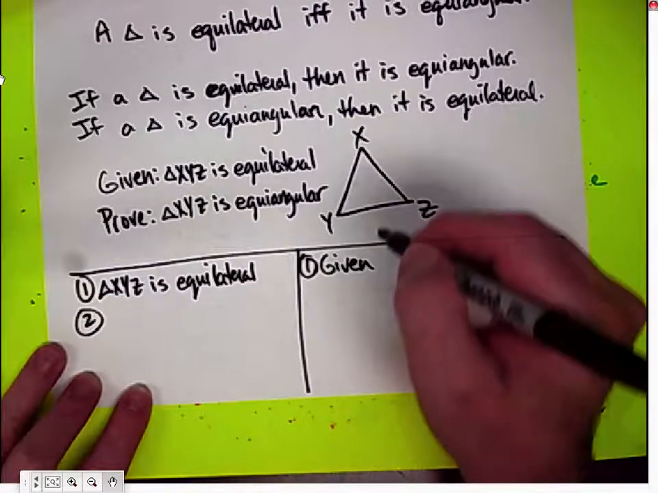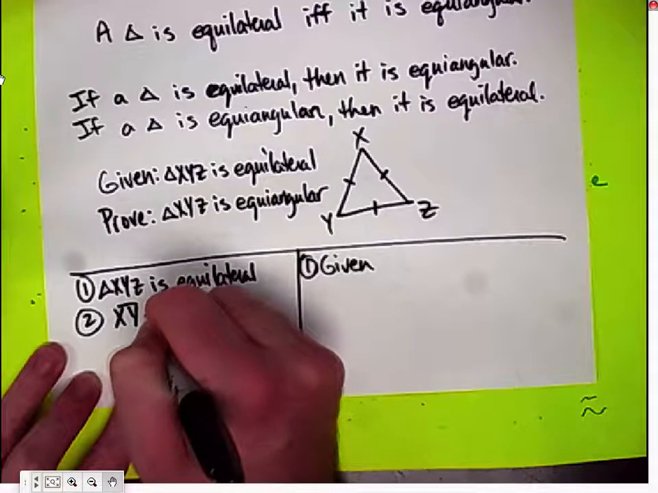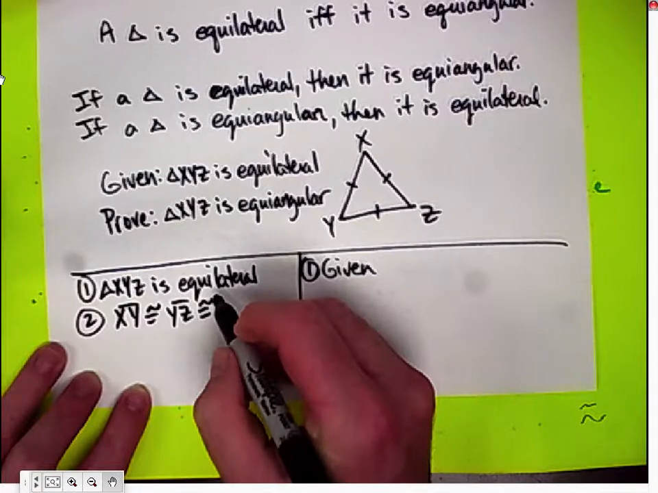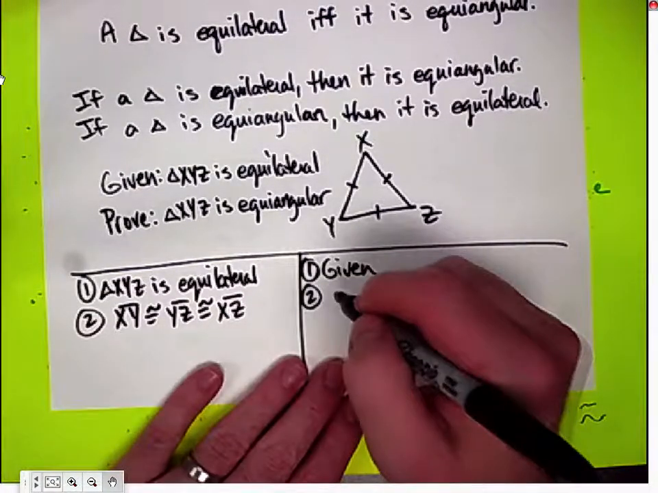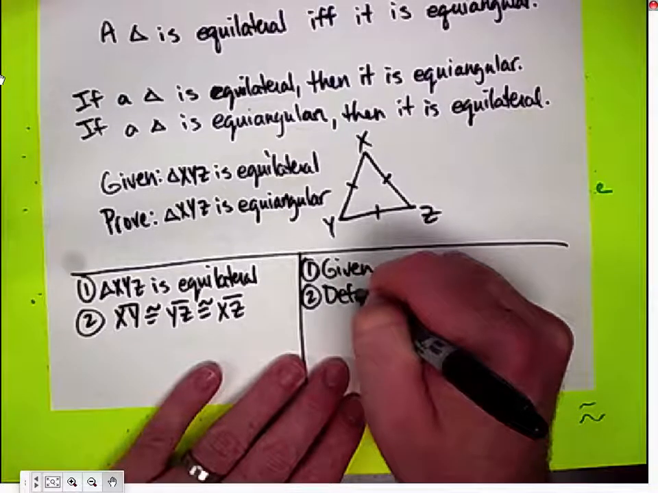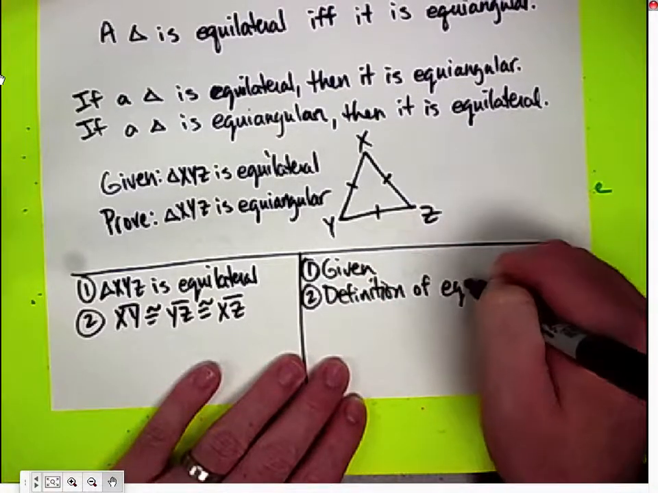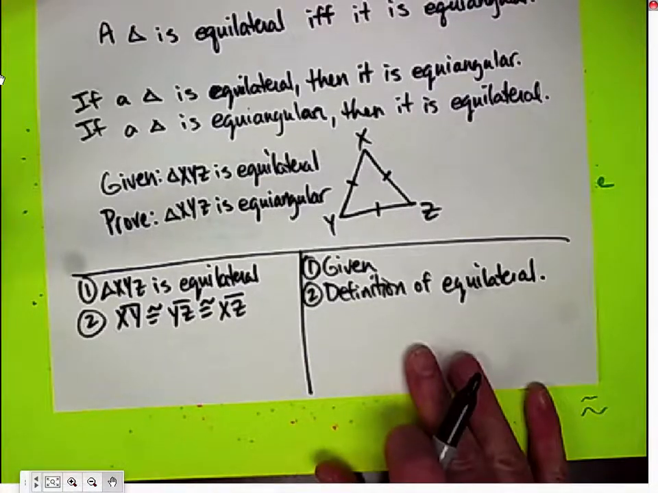All the sides are congruent. So we know that XY is congruent to YZ is congruent to XZ. And that is the definition of equilateral.